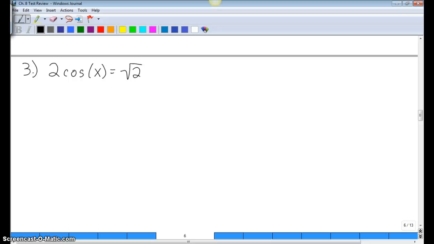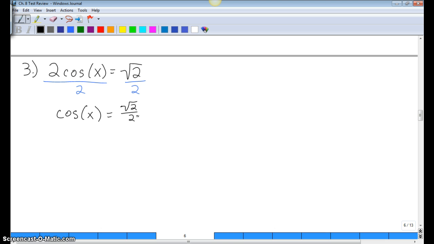So on number 3, we've got 2 cosine x equals square root of 2, and what we're trying to do, again, all we're trying to do is solve for x. The first thing you're going to do here is divide by 2 on both sides. So we get cosine of x equals square root 2 over 2.